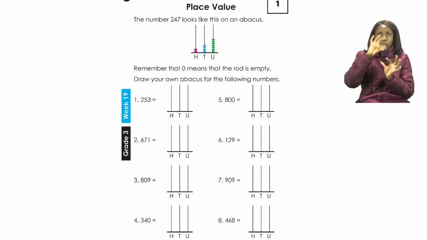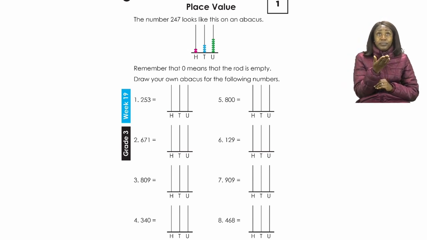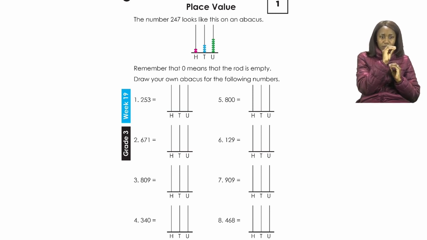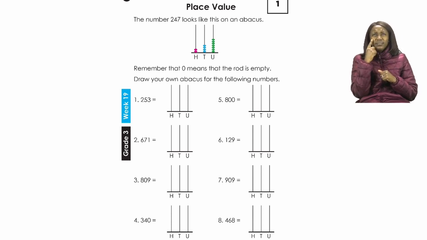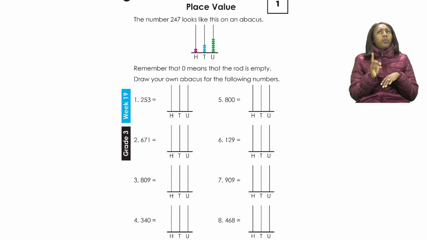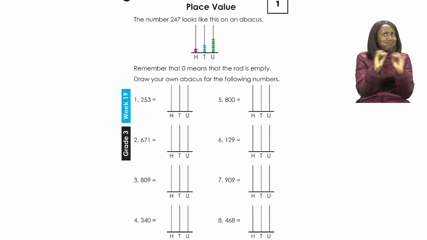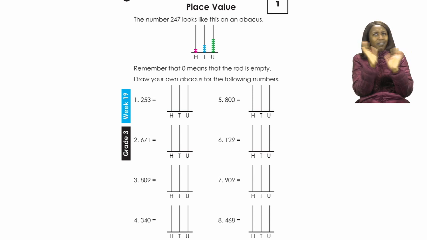Now you will see the little picture given to you on page 4, the little picture of the abacus, and you will see that each number has a place value. Okay, and this is what it will look like on an abacus, the number 247. Okay, let's see what do they want you to do. It says, remember that 0 means that the rod is empty. It means if there is a 0, you put nothing on the rod.